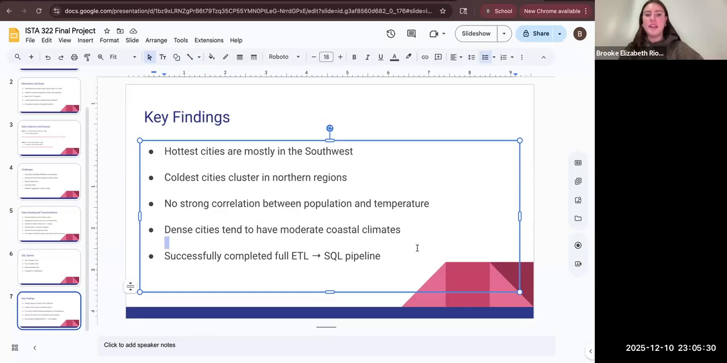And then my key findings were that the hottest cities are mostly in the Southwest, and coldest cities cluster in northern regions. There's no strong correlation between population and temperature, like I thought maybe there would be. Dense cities tend to have moderate coastal climates, and I think I successfully completed a full ETL to SQL pipeline.